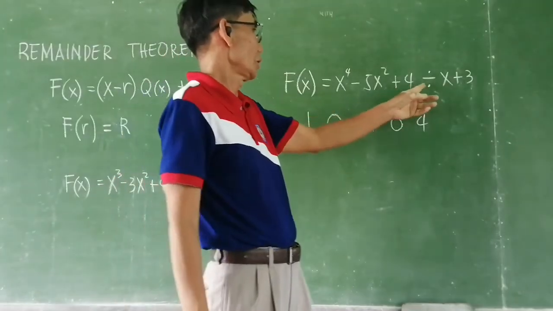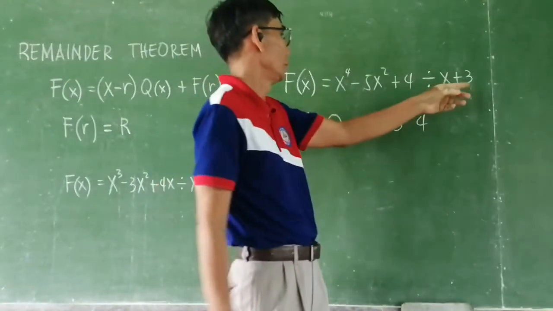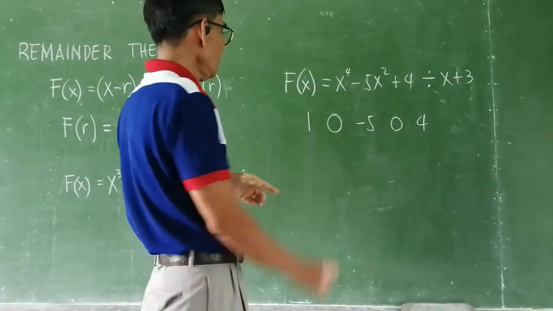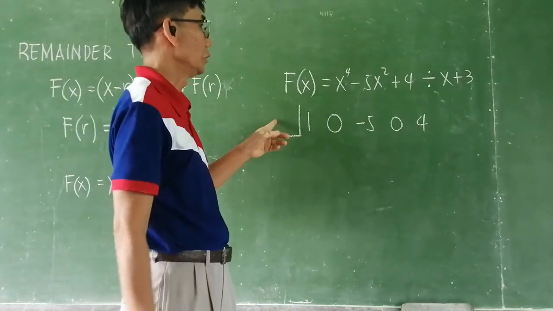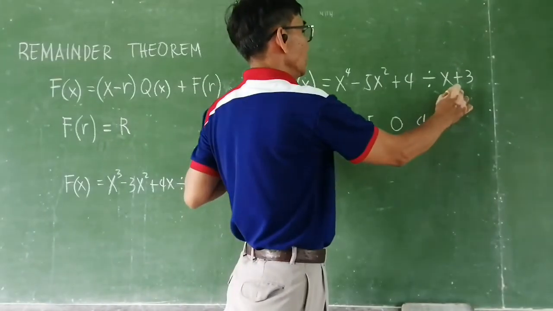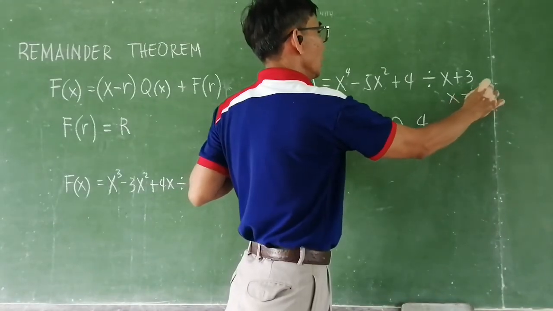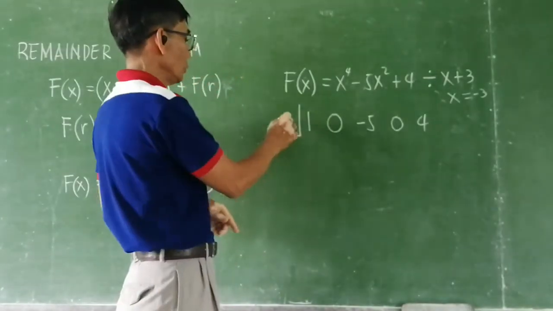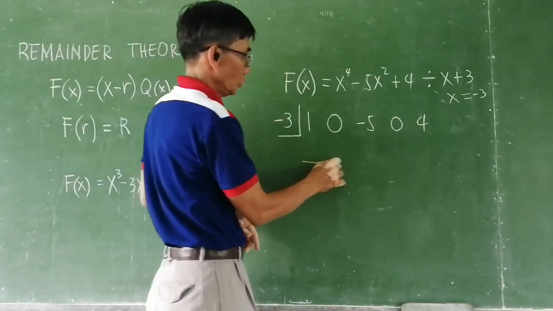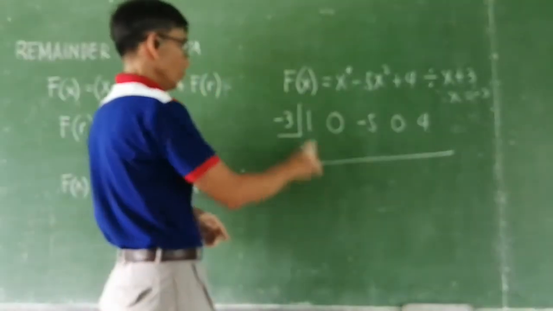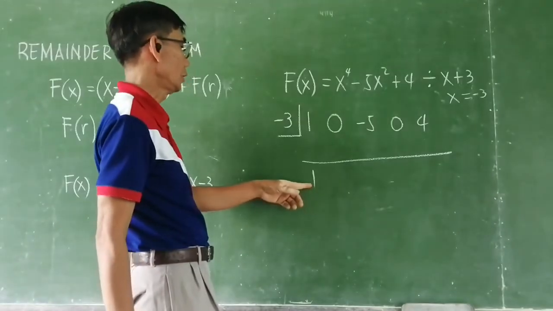Now this is divided by x plus 3. This is like x minus r. So we put here your divisor. Like before, you equate that to 0, that will be negative 3. So we use negative 3 as our divisor. So we put a line here, bring down the first number here, and we are going to start multiplying.